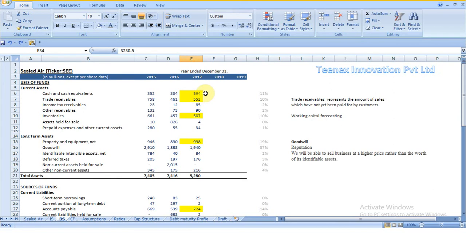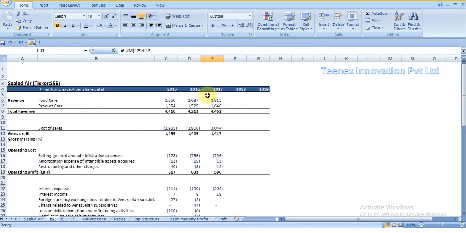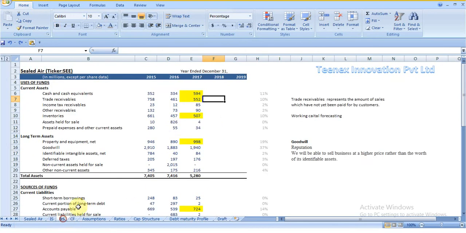The company has almost 11% of its balance sheet size as cash, which is quite healthy. The company has certain receivables, which means at the end of 2017, on sales of 4.4 billion, the company had receivables of 552 million, which is the amount not yet paid by the customers. As soon as the company gets this amount, it will become part of cash and will be completely wiped out from the receivables.